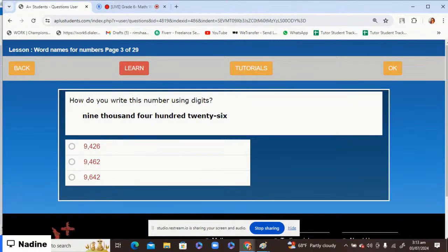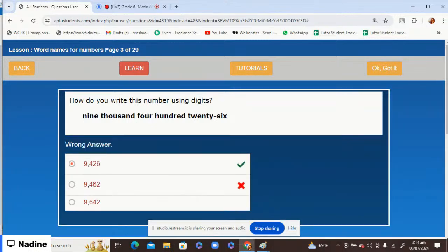Now how do you write this number using digits? 9426. So 9 is in thousand place, 4 is in hundred place, and 26, which is in ones and tens place. So let's just check. 9, 4, 2, and 6. 9, 4, 6, and 2. It's 62. Okay, 9, 4, 6, and 2. So it means that 9462 is the second option. So we can go with it.